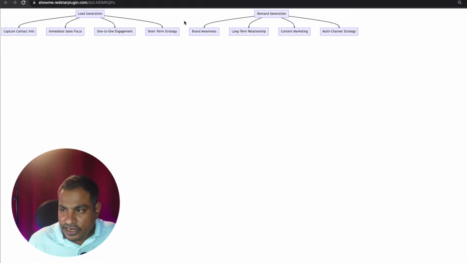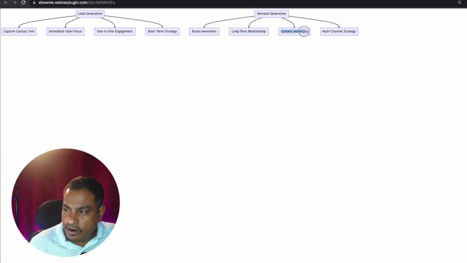Okay, so lead generation and demand generation. Lead generation is to capture contact information. You immediately focus on the sale. You have a one-on-one engagement. Then you have a short-term strategy. But demand generation is looking at brand awareness. It is not looking at generating an immediate response or evoking a particular response by people accepting your lead magnet or anything like that. That long-term relationship is at the center of demand generation, right?